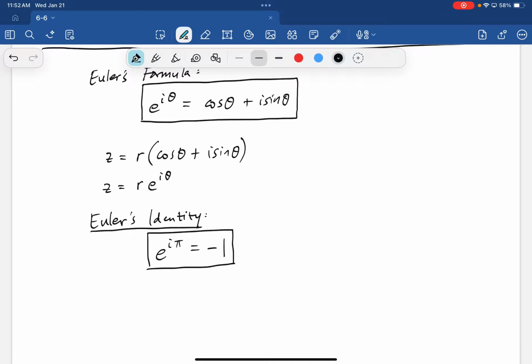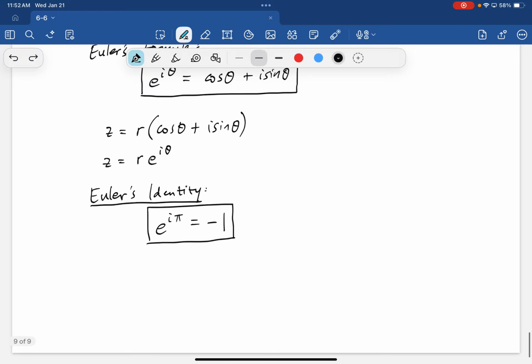Anyways, e to the i pi equals -1. People really think this is quite beautiful because you combine three numbers that seem totally different, e, i, and pi. They have no relationship to each other at all, but they can combine and give you -1. Yeah, the hidden structures of mathematics coming together. But our job today is to solve math problems and not philosophize over this.